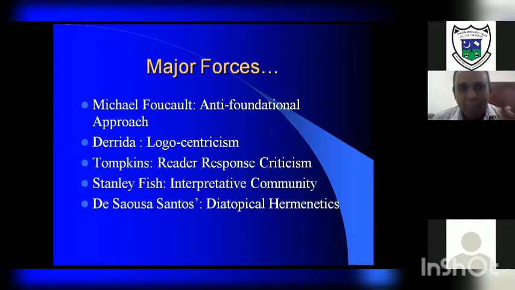So, dear friends, these are the major forces, these are the voices in the field of interpretative linguistics. But these forces present interpretative linguistics in multidimensional ways. Foucault's focus is the anti-foundational approach. Derrida is contextual contribution. Tompkins is reader's contribution, meaning lies in the consciousness. Stanley Fish is actually cultural contribution, and de Souza is diatopical hermeneutics. That assumption is, don't assume the other person doesn't have a background of his own. The other person also has a background equal to yours. So that's how interpretative linguistics is being shaped as a field.